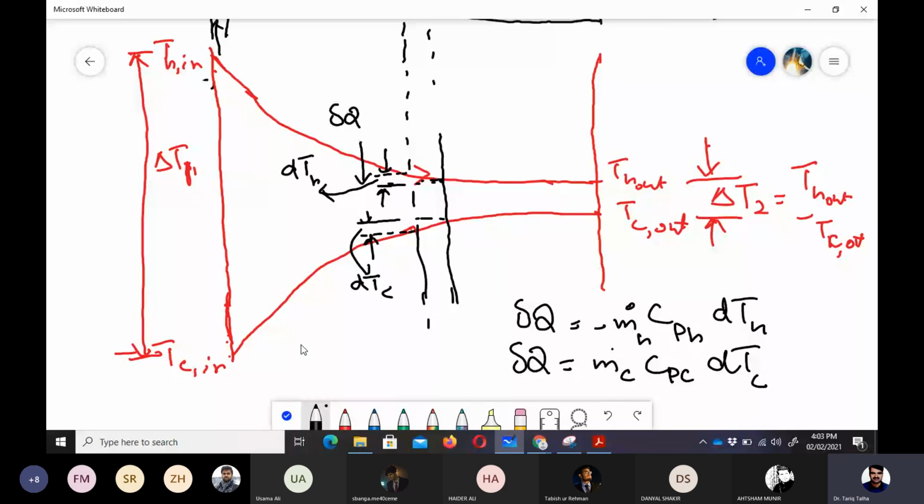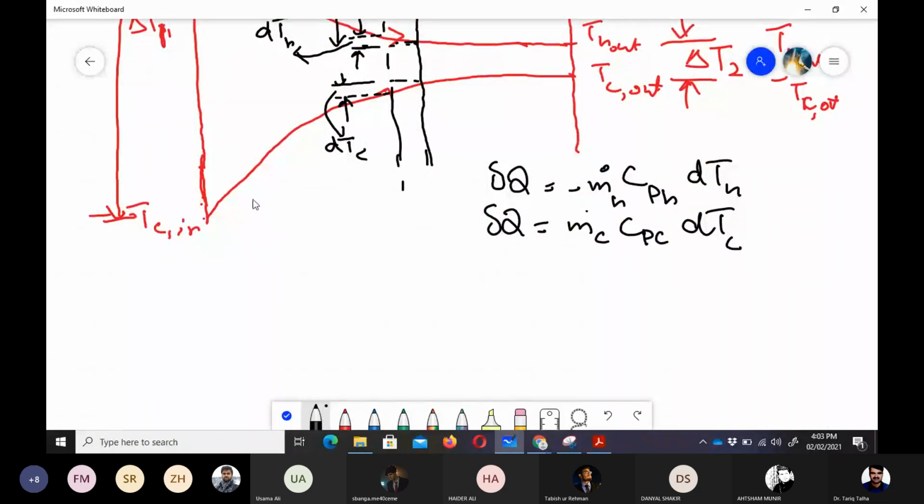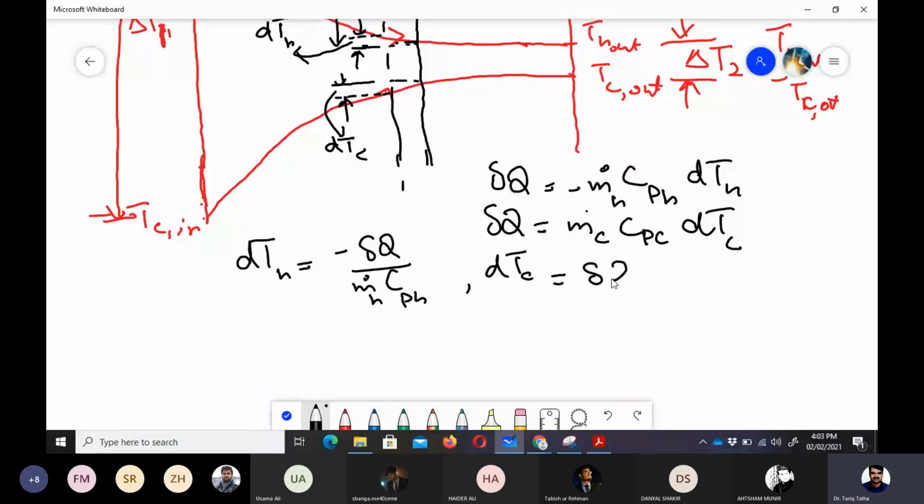So from here we can write dT_h is equal to minus delta Q upon m dot h Cp_h, and similarly dT_c is equal to delta Q upon m dot c Cp_c.